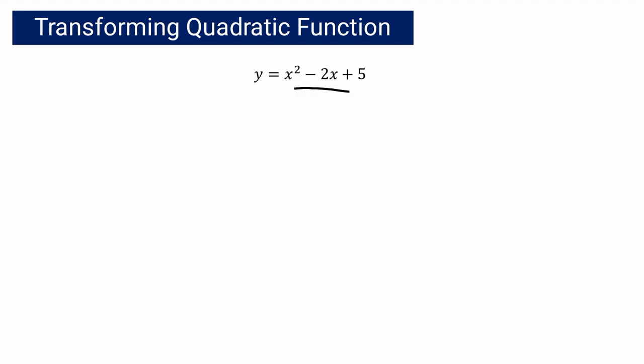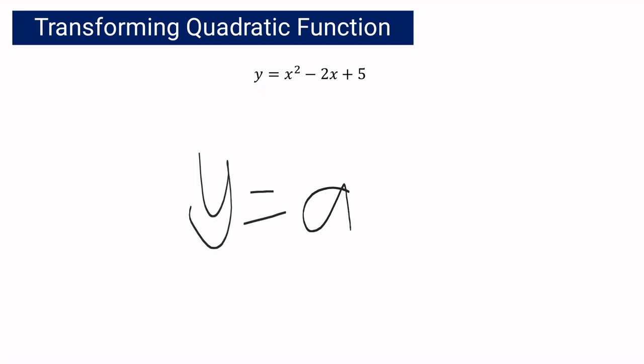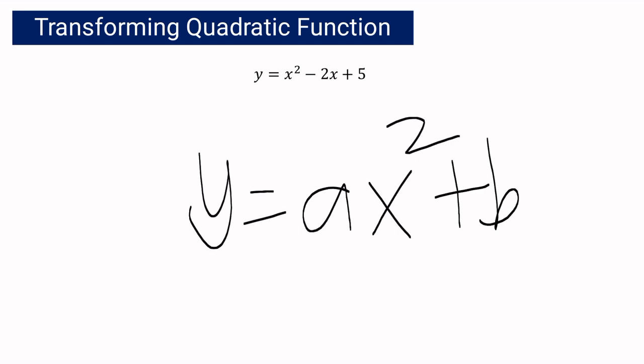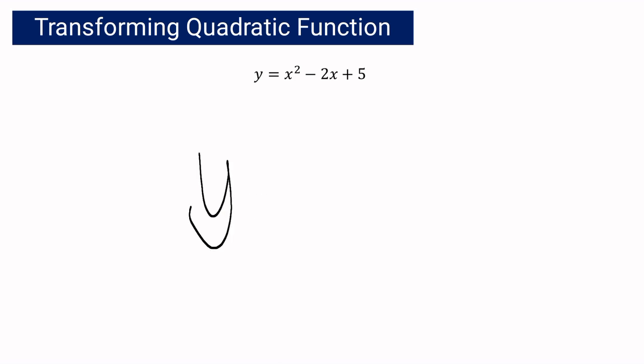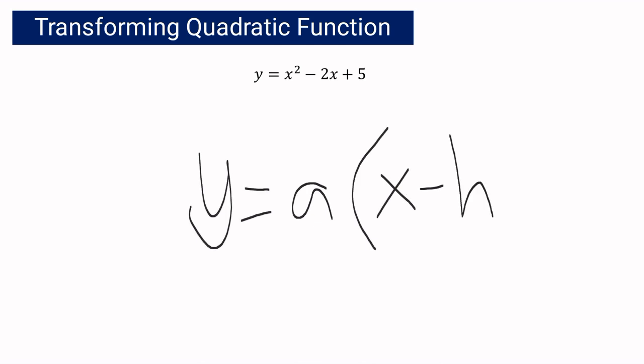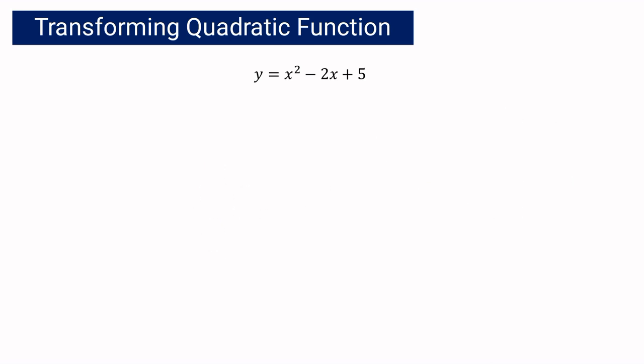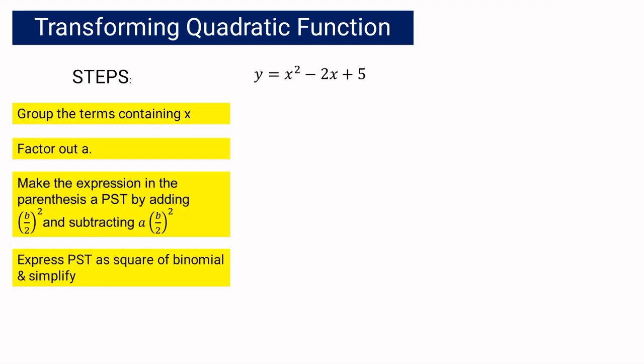For our example, we have y equals x squared minus 2x plus 5. This one is obviously written in the form of y equals ax squared plus bx plus c. So what we are going to do is write it in the form of y equals a multiplied by the quantity x minus h squared plus k. So the question is, how are we going to transform that quadratic function? We are just going to follow the different steps, and the steps are here. So let us do the steps one by one.